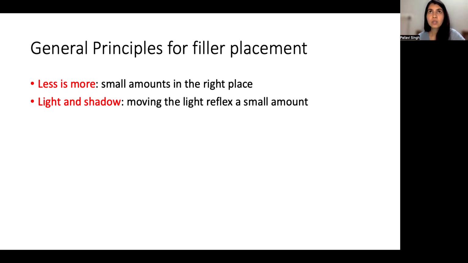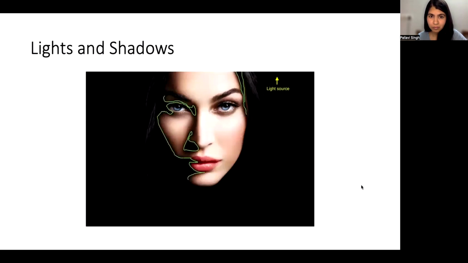And the second thing, which I think is something that we don't really talk about very often, is just observing faces and understanding how lights and shadows play out on the faces. Because if you move the light reflex, even by a couple of millimeters, that can really change the way your shape looks. So essentially, what we're trying to do when we're injecting hyaluronic acid fillers is change that light reflex just by a bit and making the face look better.